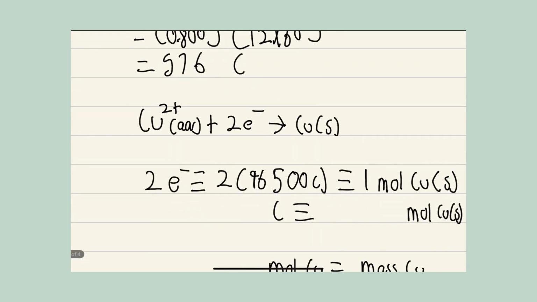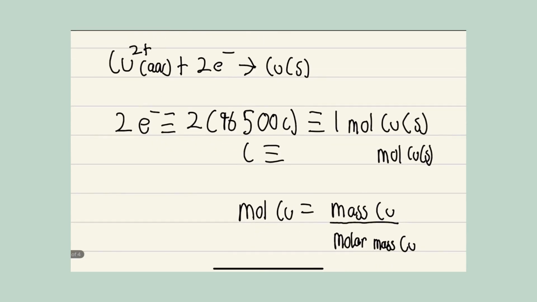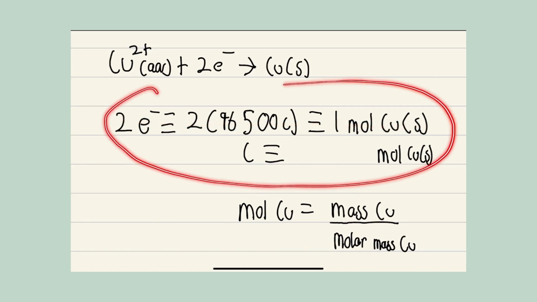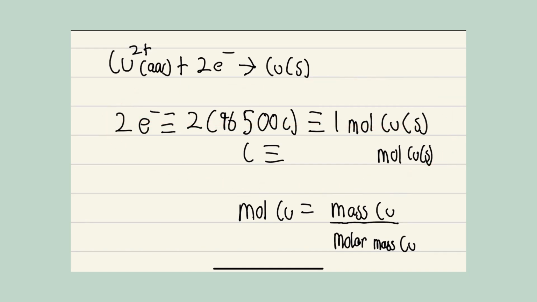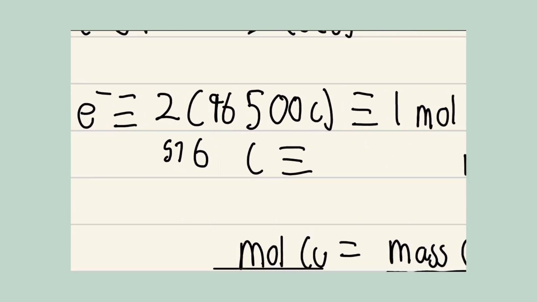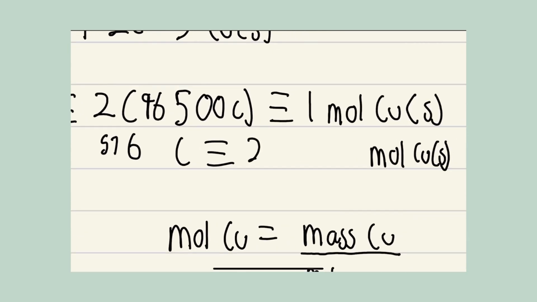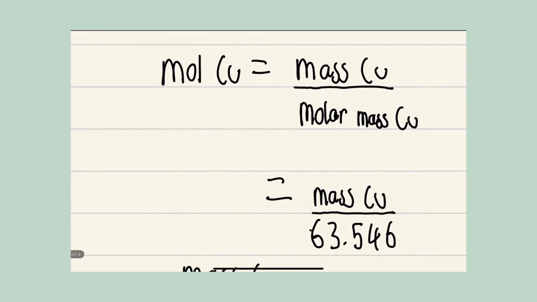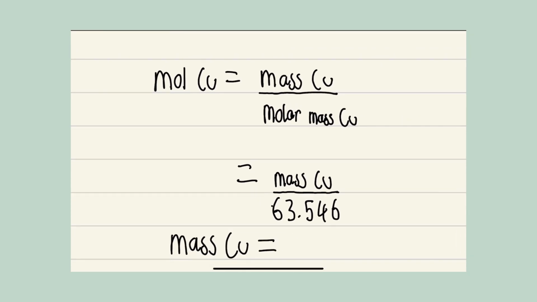Based on this formula, I've written out these things, so we can compare them. Since you already know the amount of coulombs used, if you put 576 C, it equates to about 2.98 times 10 to the power of negative 3 moles of copper. So we can find the mass of copper deposited by just using the mole of copper equals mass of Cu over molar mass of Cu.